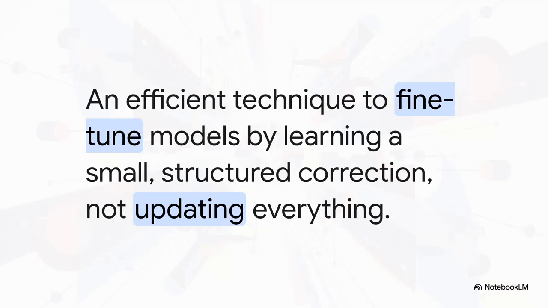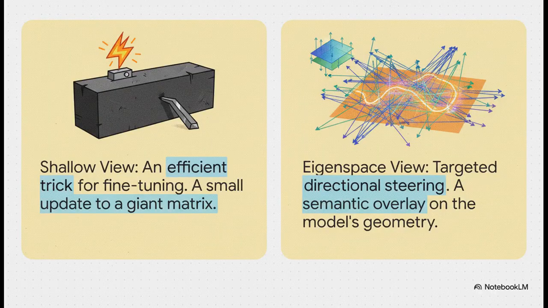Okay, next up is something you've definitely run into if you've been fine-tuning models: low-rank adaptation, or LoRA. It's a hugely popular way to efficiently tweak these massive models without having to retrain everything from scratch. And the Eigenspace lens gives us a really fascinating new answer for why it works so incredibly well. And just like with attention heads, this changes everything. The shallow view of LoRA is that it's just a clever trick, an efficient way to update a matrix. But the Eigenspace view shows us something much deeper is going on. LoRA is actually performing targeted directional steering.